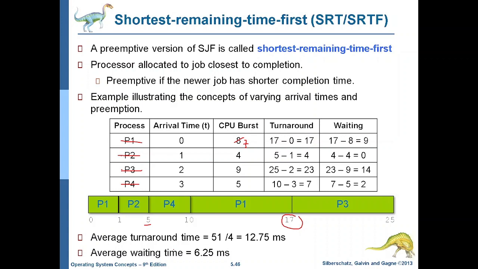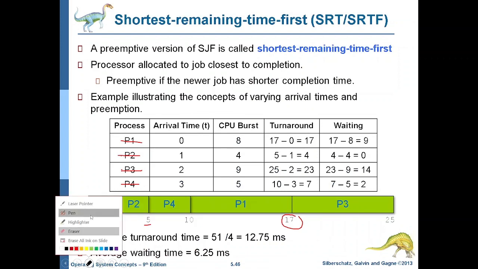Okay, so this one should be 8. I'm going to erase. Okay, then, sorry, take 10.